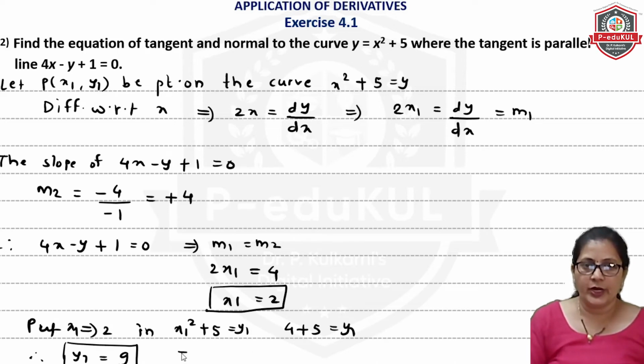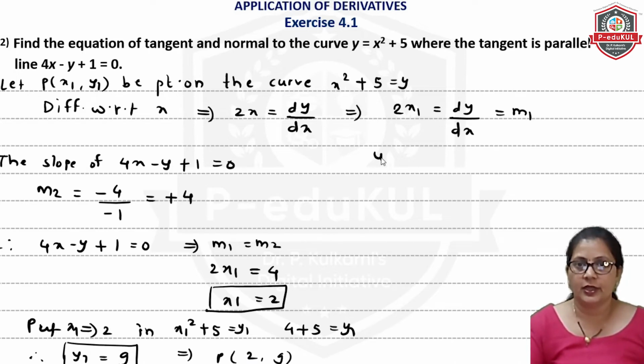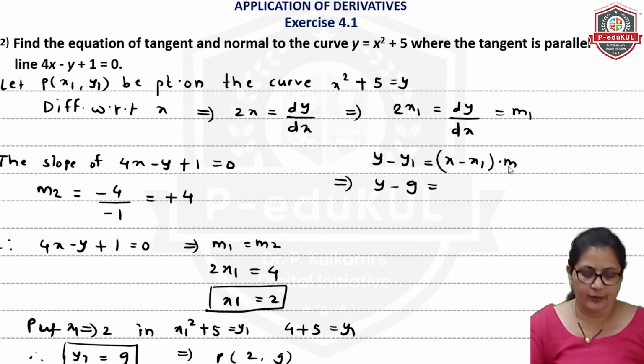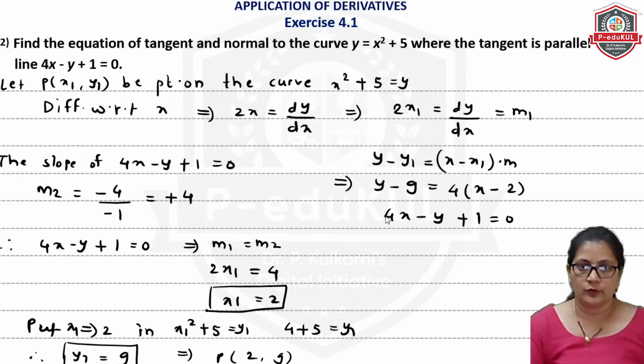And then my point becomes (2, 9). And then from this I will get the equation y minus y1 is equal to m into x minus x1. So this will be y minus 9 is equal to 4 into x minus 2. So solving this I will get 4x minus y plus 1 is equal to 0.